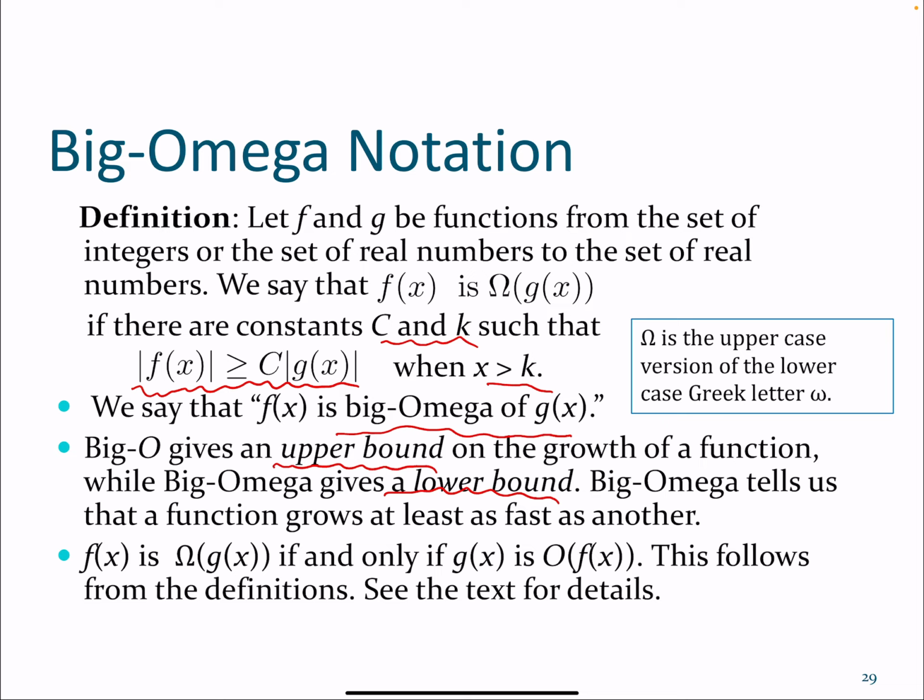The relation between big O notation and big omega notation is that f(x) is big omega of g(x) if and only if g(x) is big O of f(x). This is very easy to prove according to their definitions.